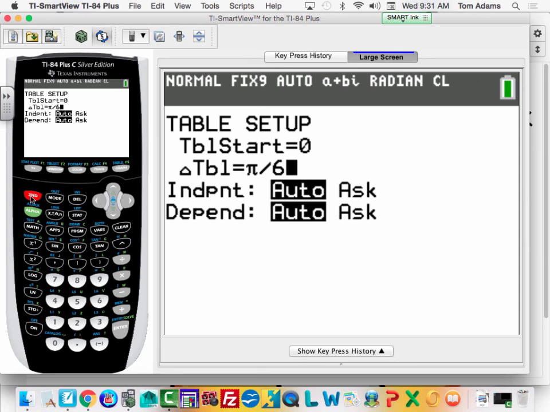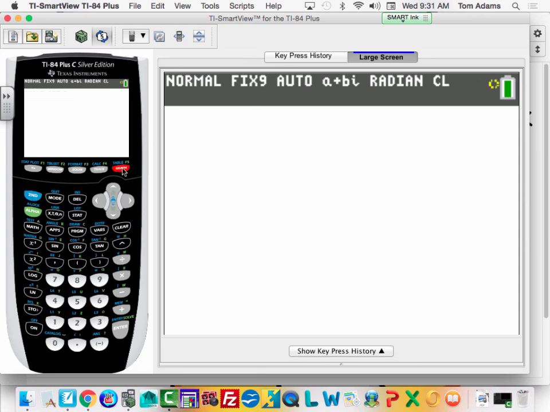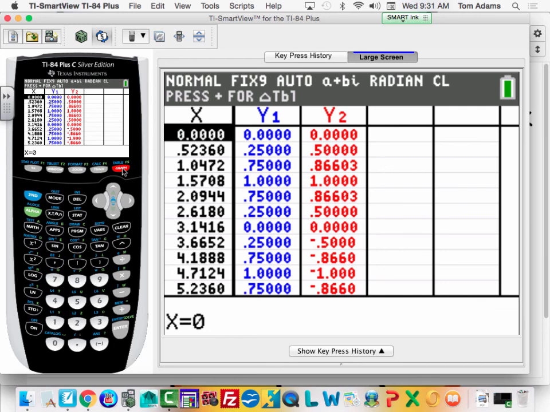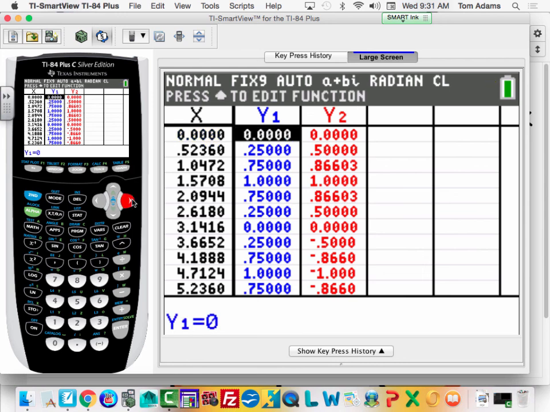Okay, so now once I've done that, I'm going to hit second graph, which gives me my table. And remember that the first graph is the one that we're interested in. And so you can tell it's periodic by looking at the values. I have 0, 0.25, 0.75, 1, 0.75, 0.25. And notice that it repeats.